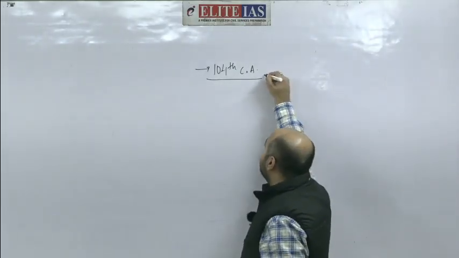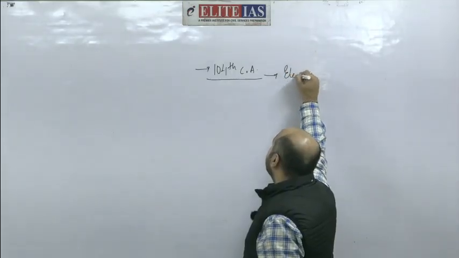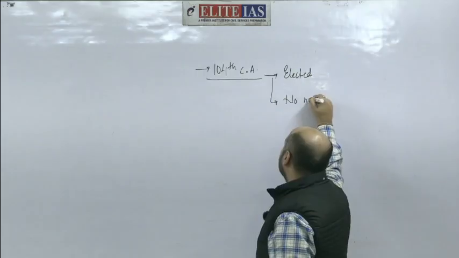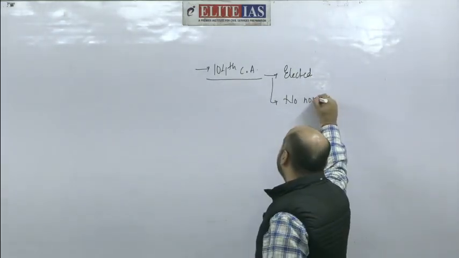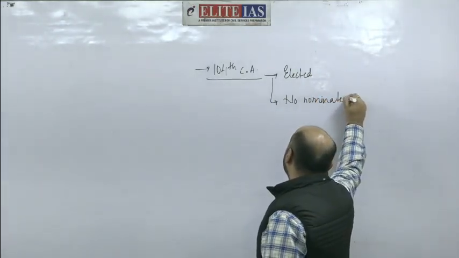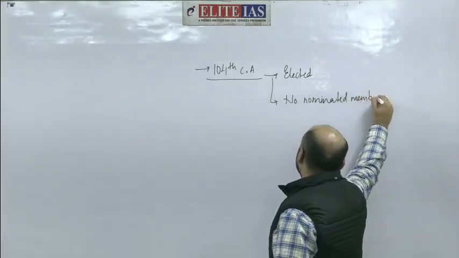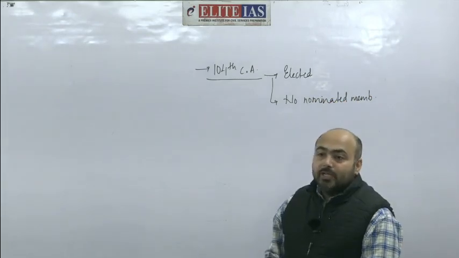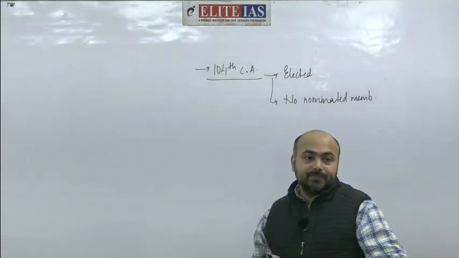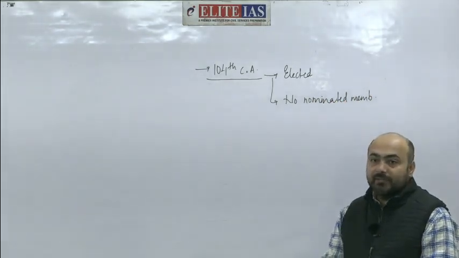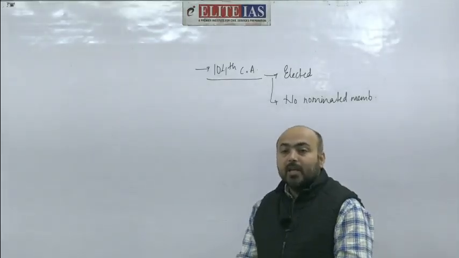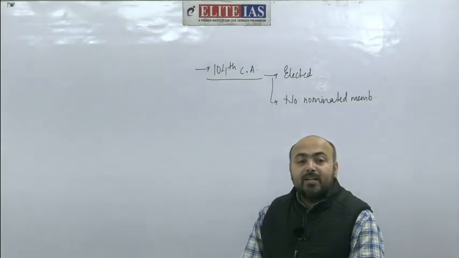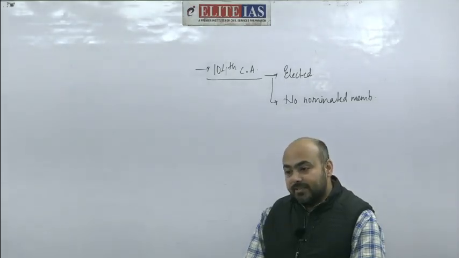104th Constitutional Amendment. Now only elected members in the Rajya Sabha, no nominated members. Sorry, Lok Sabha, no nominated members. No nominated members in the Lok Sabha anymore. There are only elected members. Clear?